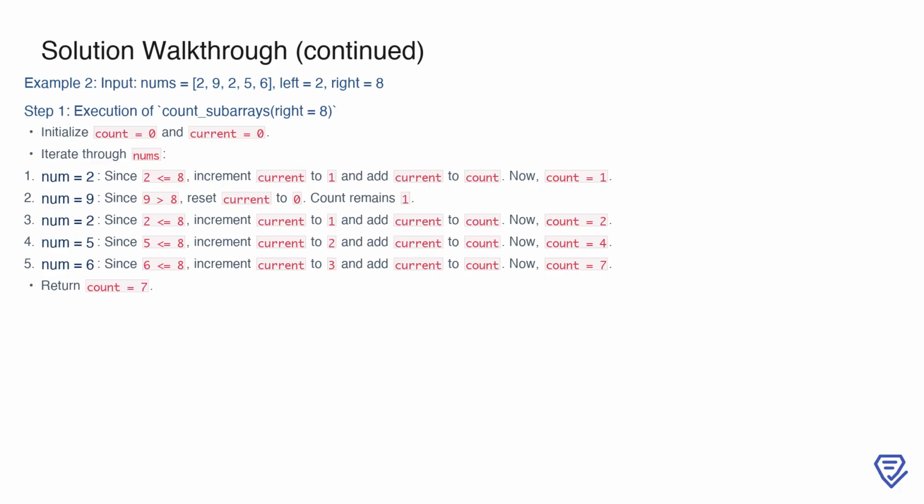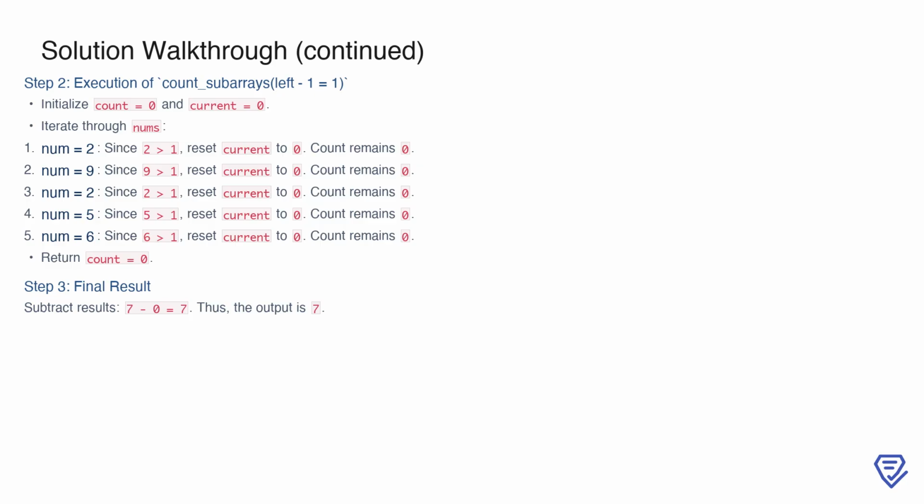This gives us the number of subarrays where all elements are less than or equal to 8. Now, we calculate count_subarrays(bound = left - 1), which is 1. Here, we are looking for subarrays where all elements are less than or equal to 1. Iterating through the array, we see that all numbers exceed 1, so current is reset to 0 each time, and the count remains 0 throughout. The result of this calculation is count equals 0.